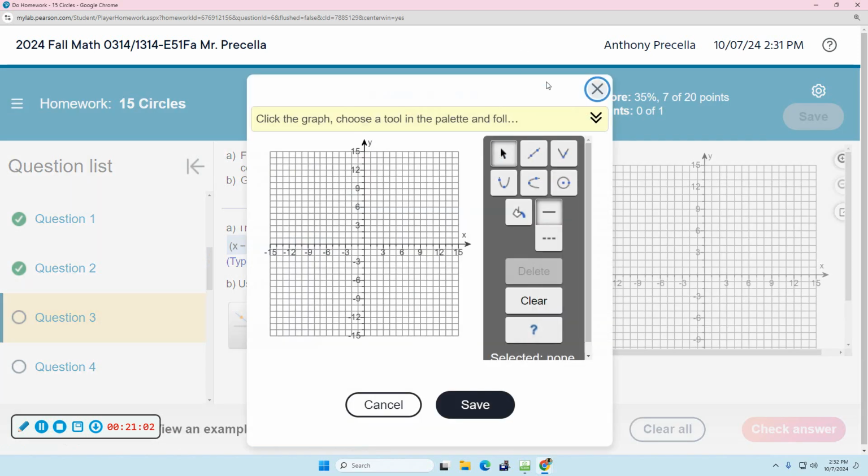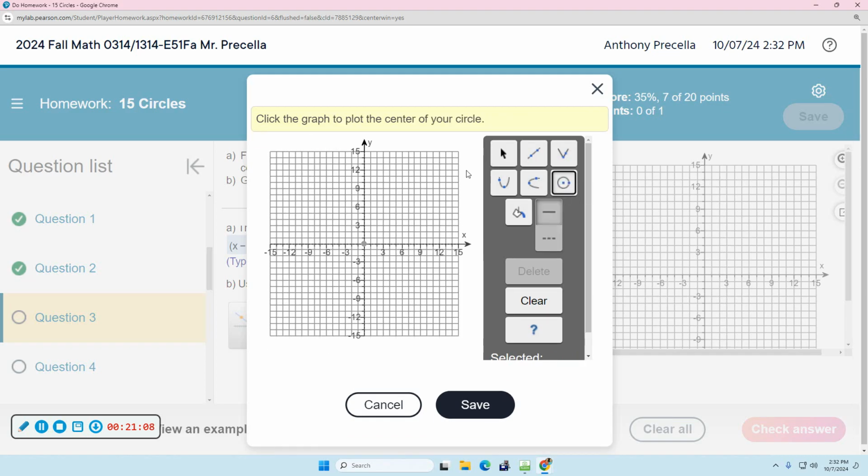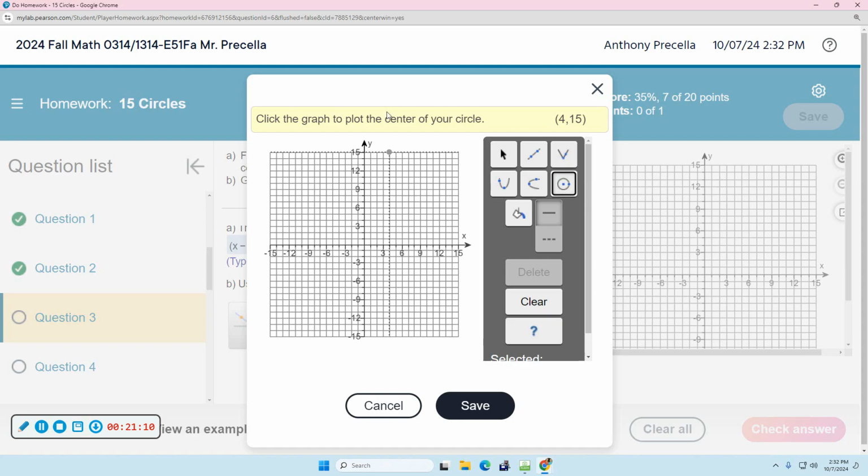And now, let's see. We click our circle tool. They want us to plot the center. The center was 5, -3. Right 5, down 3. Is that it? Oh, nope. I moved it. There. Click it. And now I need one other point.